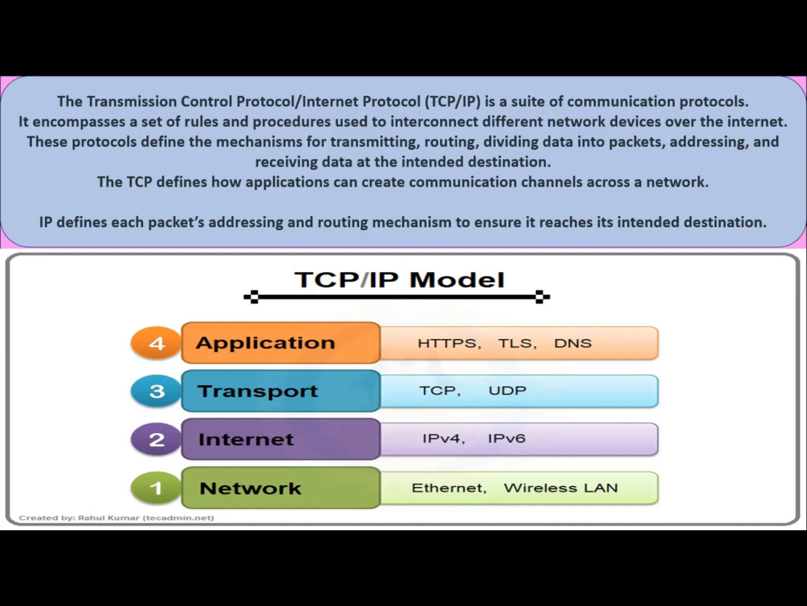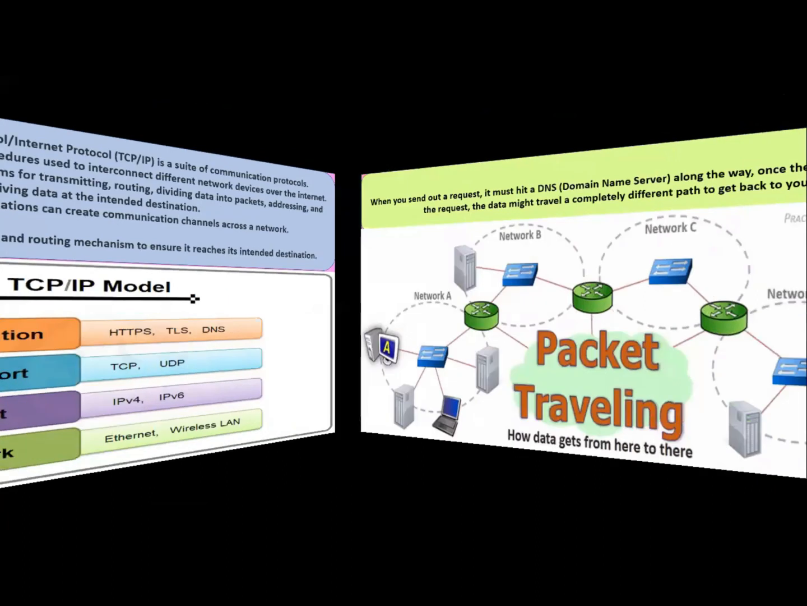The TCP defines how applications can create communication channels across the network. The IP identifies most uniquely the client who is visiting the server, while the TCP defines how the applications can create communication channels across the networks. IP defines each packet's addressing and routing mechanism to ensure it reaches the intended destination.